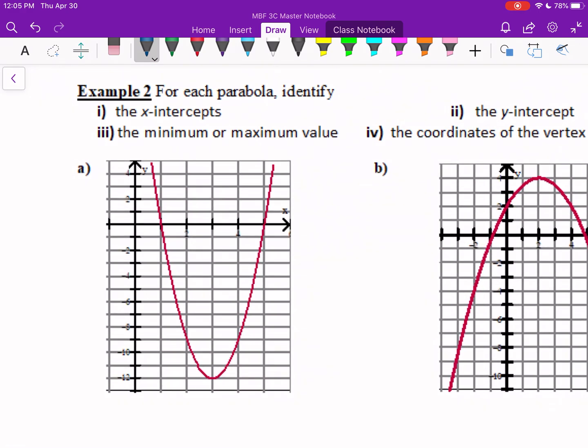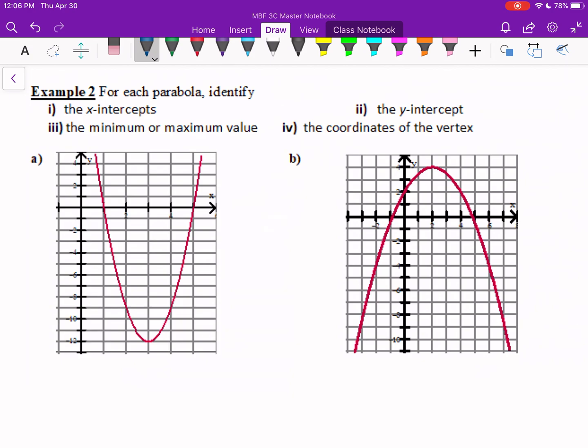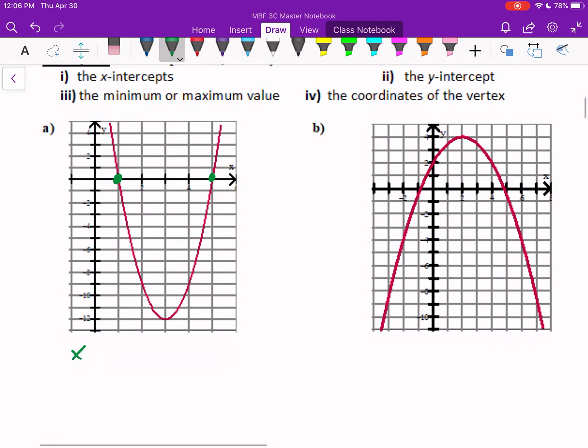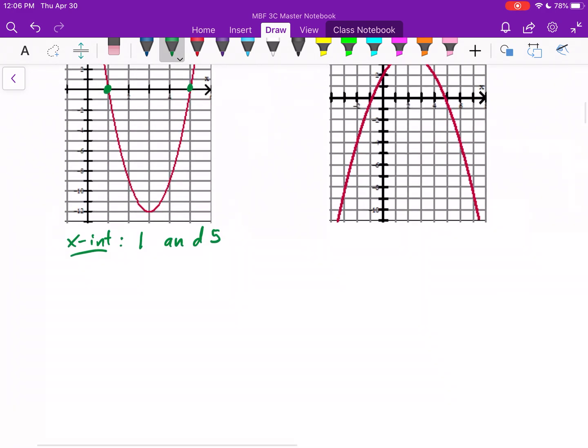For each parabola, identify the x-intercepts and the maximum or minimum value. Oh, there's a couple other things: x-intercepts, y-intercept, maximum or minimum value, and the coordinates of the vertex. Well, x-intercepts are where it crosses the x-axis. So let's do that in green. X-intercepts, I'm going to say just like that, are 1 and looks like 5. Really hard to read the scale. So you can write it like that, 1 and 5.